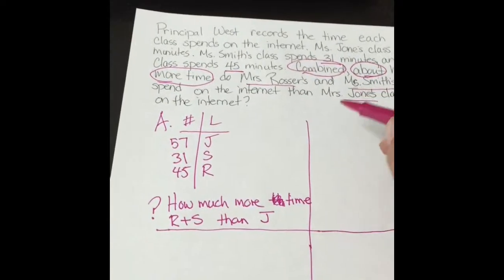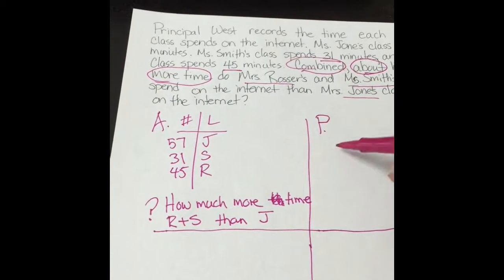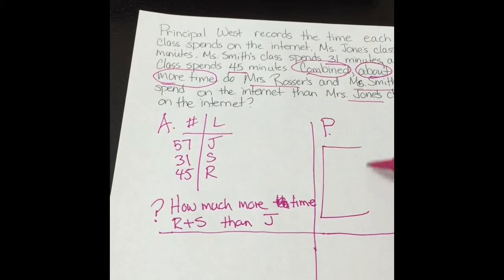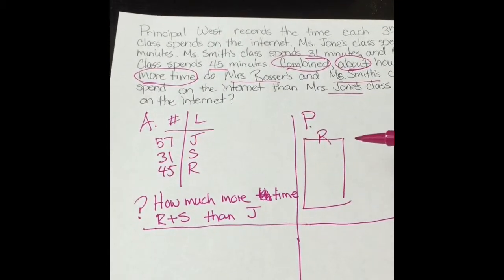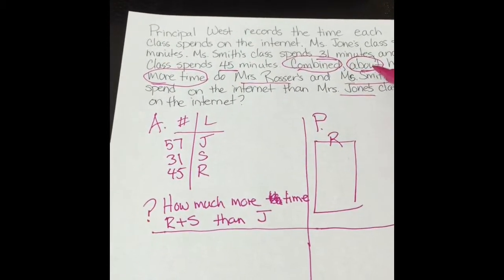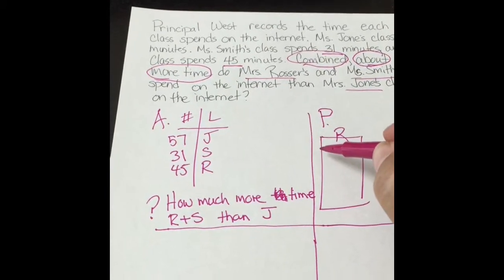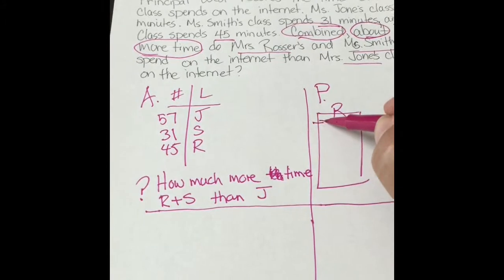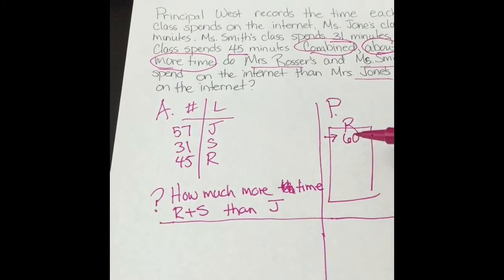So now I'm ready to think about my plan, what exactly I'm going to do to make this happen. And always in the first part of my plan, I'm going to see whether or not I have to round. So did I have to round in this question? Yeah, I did. Remember, we circled about. So I know that I have to change those numbers into rounded numbers. So Miss Jones is going to change into 60, because 57 is going to round up to 60.